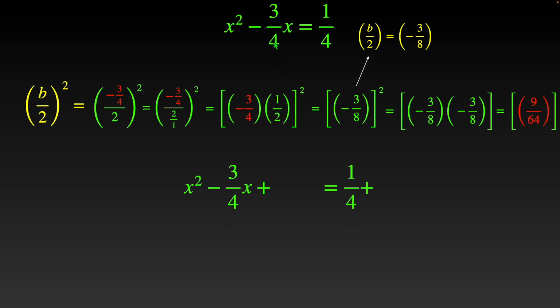I'm going to rewrite the equation from the first line. x squared minus 3 over 4 x equals 1 over 4. Except that we're going to leave space here. So plus a number on the left-hand side and plus a number on the right-hand side. And that's where we're going to put 9 over 64. Plus 9 over 64 on the left-hand side and plus 9 over 64 on the right-hand side. Whatever we do to the left-hand side, we must do the same to the right-hand side in order for the equality to hold.